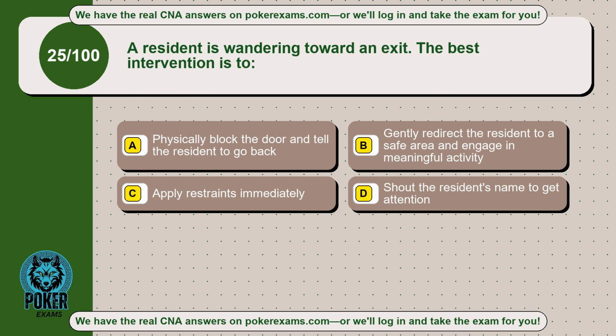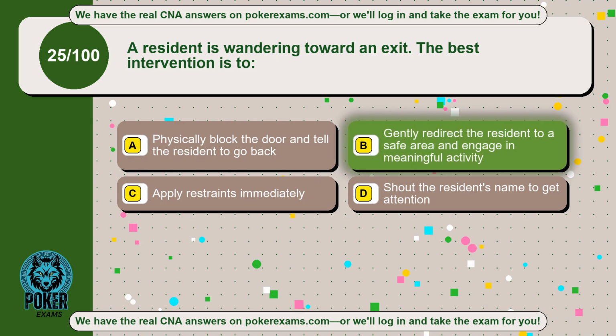Question 25. A resident is wandering toward an exit. The best intervention is to: Option A, physically block the door and tell the resident to go back. Option B, gently redirect the resident to a safe area and engage in meaningful activity. Option C, apply restraints immediately. Option D, shout the resident's name to get attention.